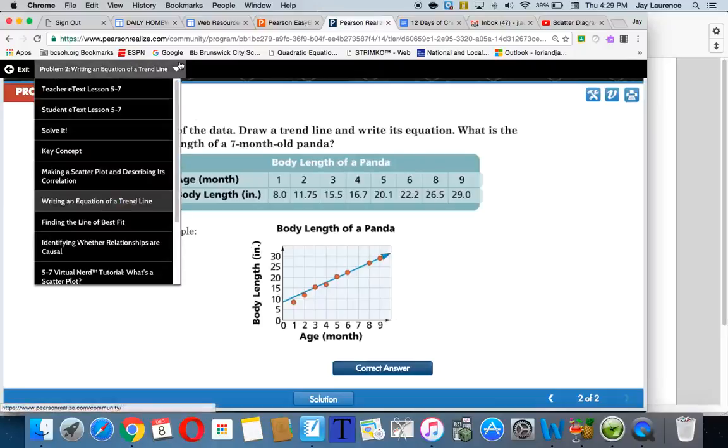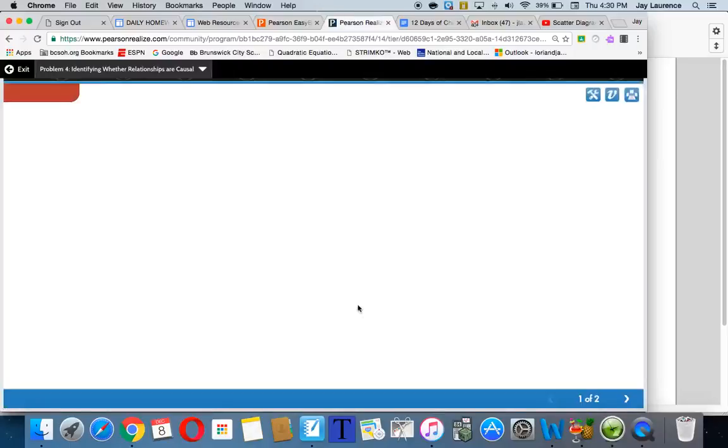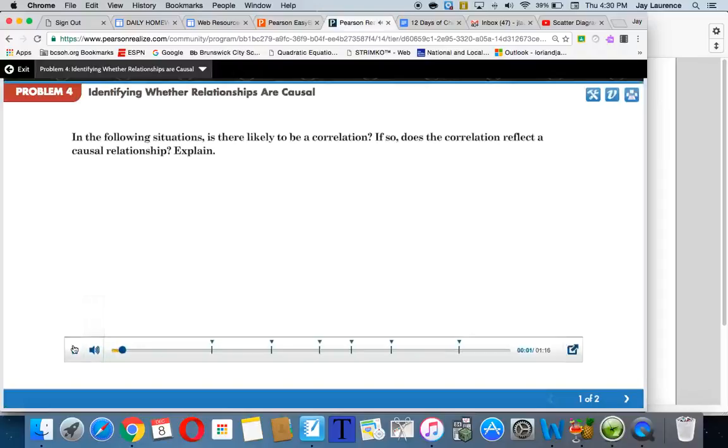Okay, so let's talk about identifying whether relationships are causal. All right, so in the following situations, is there likely to be a correlation? If so, does the correlation reflect a causal relationship? And explain. So let's see, what's the first example here?